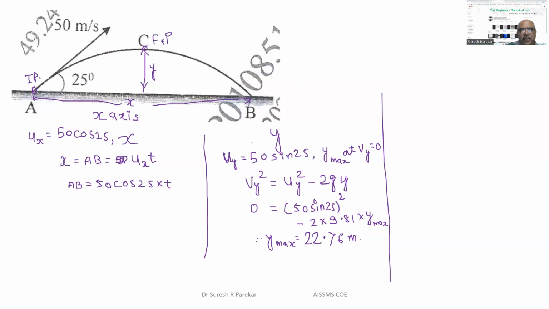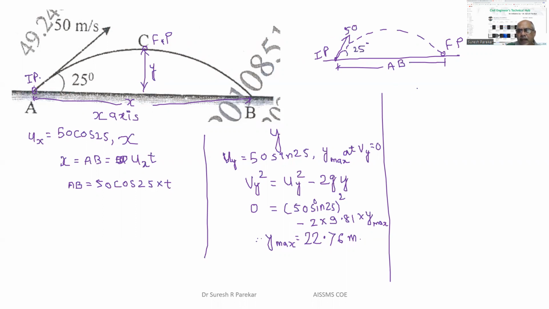And then we have solved this y. Now what is our initial and final? So it will start from this point and it will again come to the ground. So now this is final position, this is initial position. And then we have this is distance AB. Now this is 50, and this is 25.